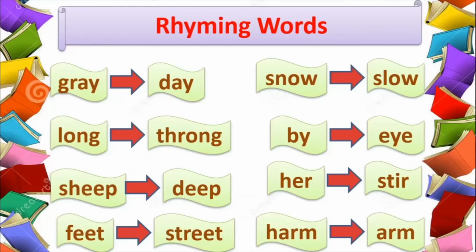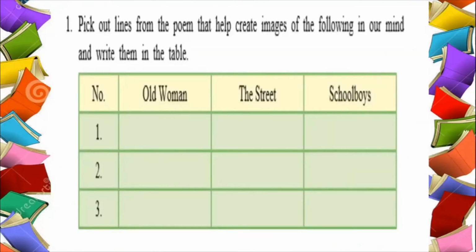Alliteration is one figure of speech we have learnt about, and at that time I told you that alliteration is when you repeat the beginning or the first sounds of the words. The opposite idea is rhyming words, when the last sound in the word matches the last sound in the next word. Okay, so you can once again see grey day, snow slow, long throng, by I, sheep deep, her stir, feet street, harm arm. Alright children, so this is one exercise about rhyming words.